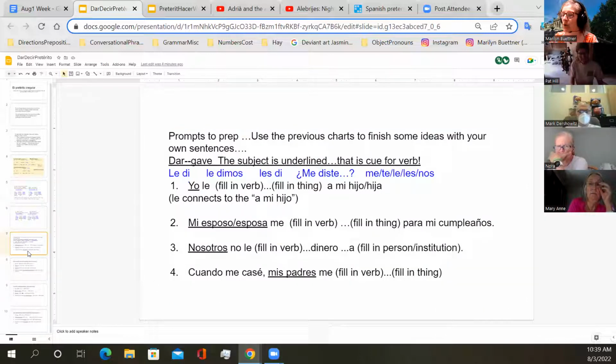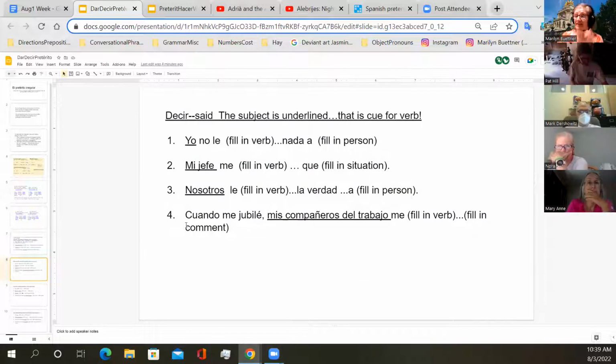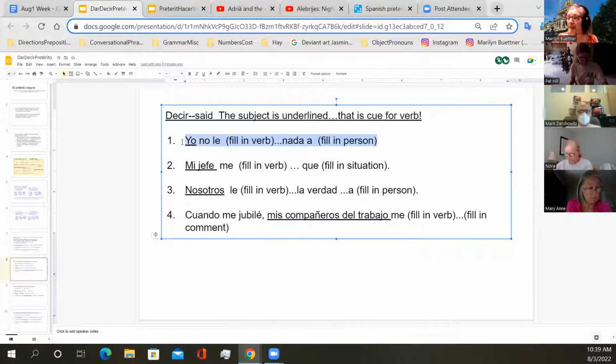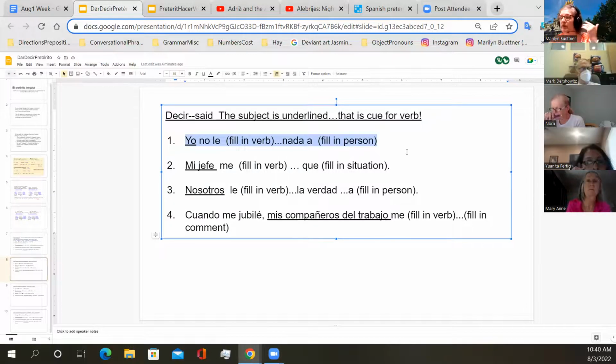Okay. A ver, we're going to move on to practicing just decir forms. And again, the underlined part tells you what I need to do with the verb, the person for whom I am conjugating that verb. And in the beginning, this first one, el primer ejemplo, the first example, is going to tell us, I didn't tell him or her anything. In other words, I didn't say anything to someone.